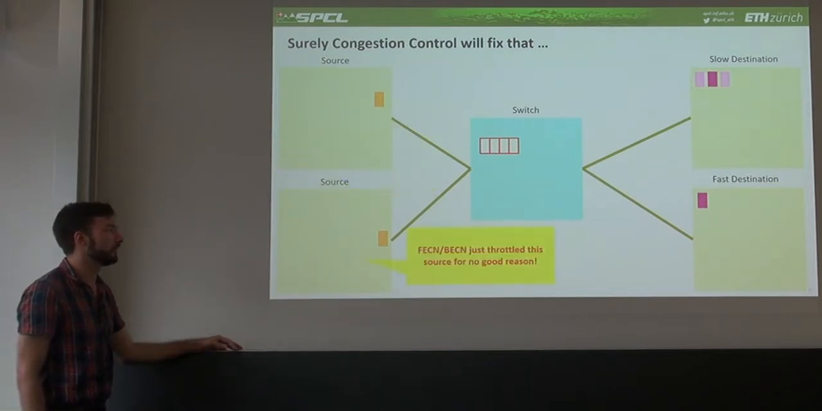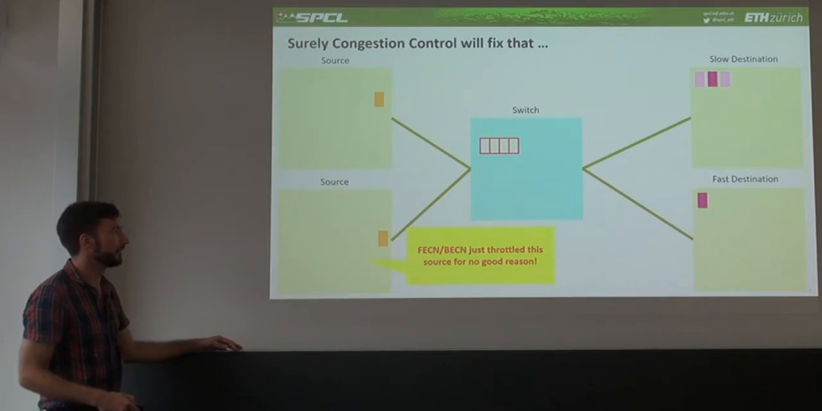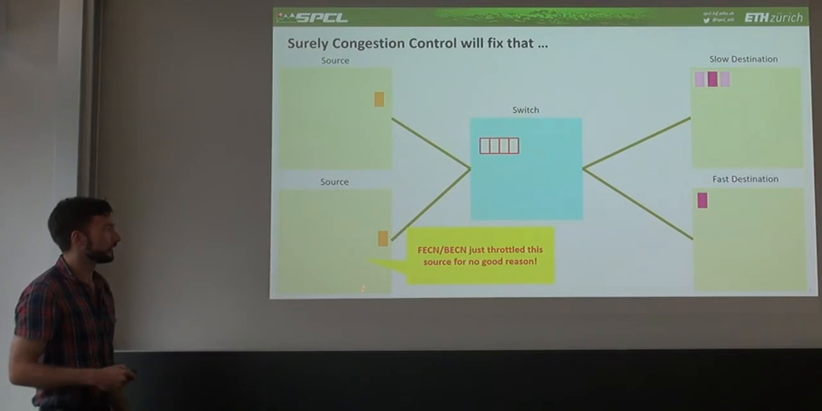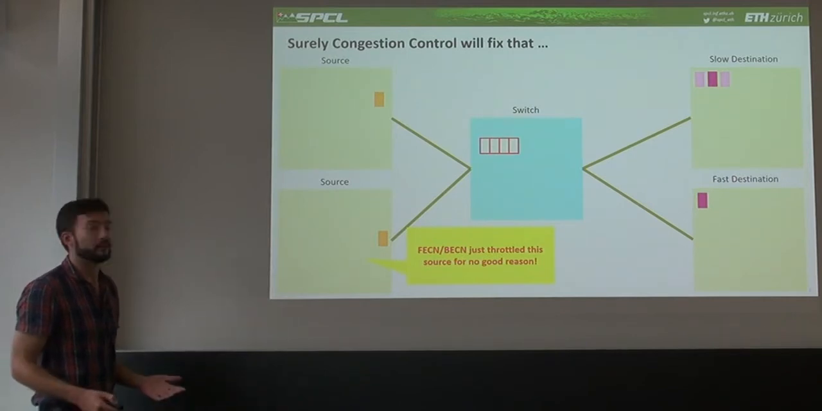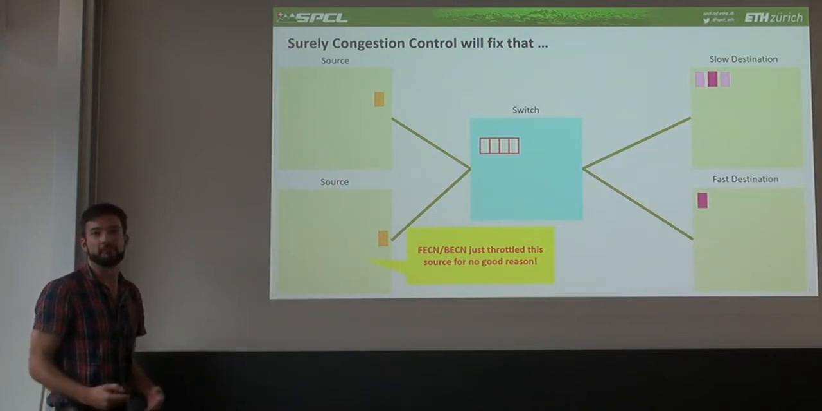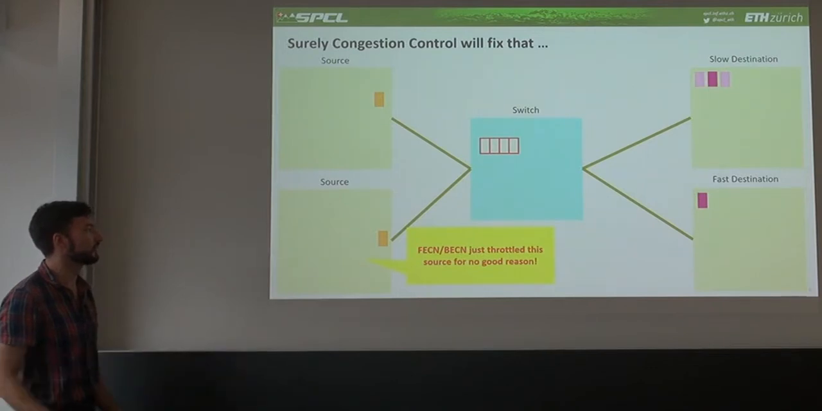However, in our example with this slow and fast destinations, what just happened is that this source, which sent only to the fast destination, got throttled for really no good reason. So the only problem in this example was this flow, but actually both flows were impacted by FECN and BECN. So we just slowed down this source for no good reason.